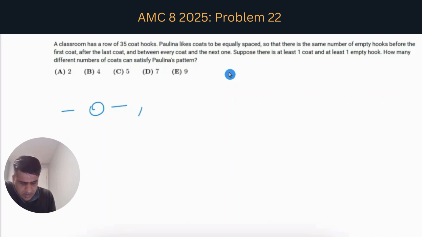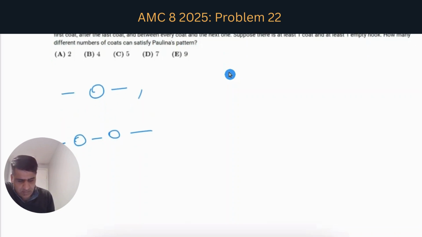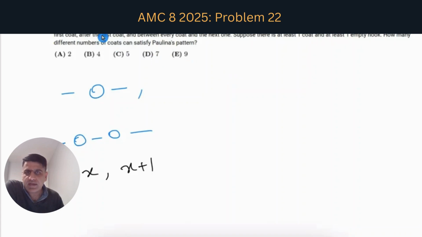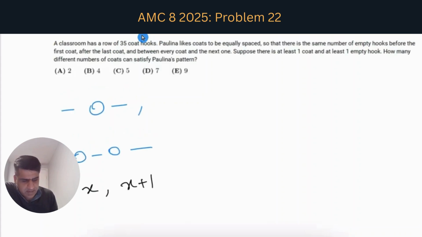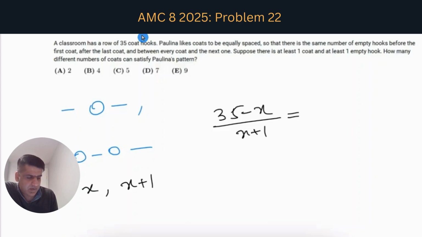And let's say now if we are having two coats, then we are having three spaces. So it means that if I am having x coats, then I will have x plus 1 spaces. So here we are given total rows which are 35 coat hooks. So that means that if I'm having 35 hooks, then if I subtract the coats and divide it with this plus 1, then I'm having the number of hooks equal to that.